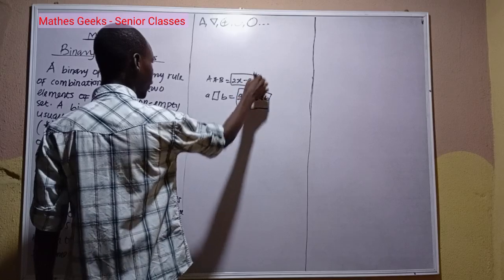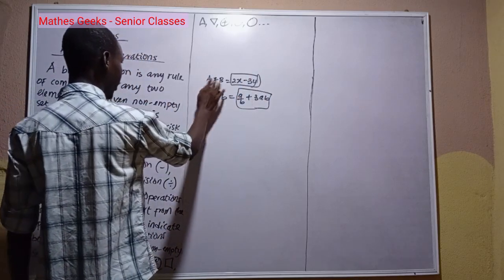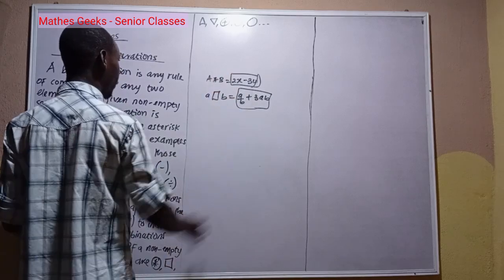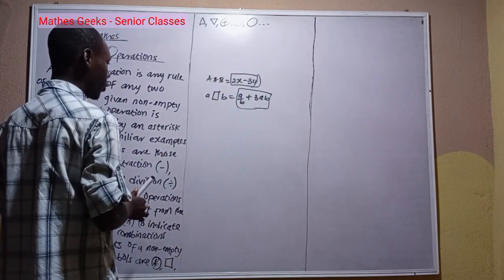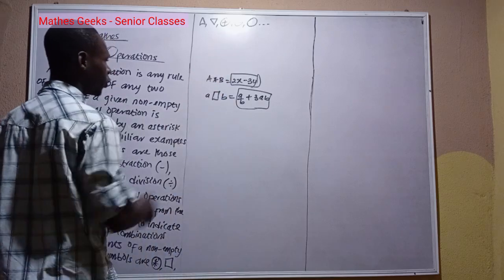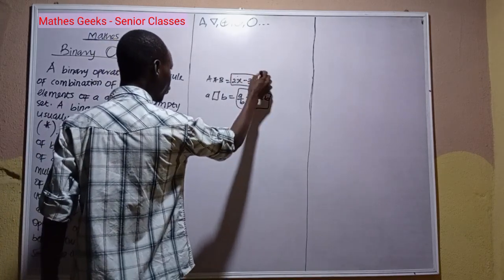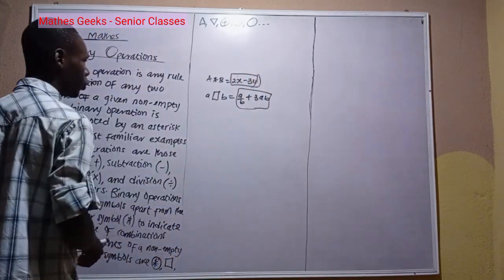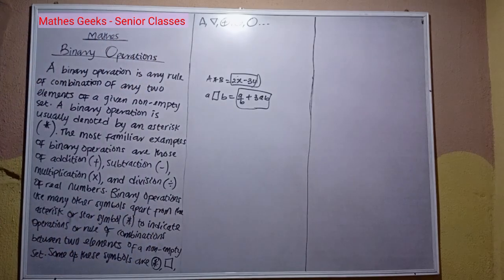This is the rule. It means that any value that a takes, any value that b takes, this is how they are combined to form a third element belonging to the particular set that this operation should be carried out on. This is going to be the rule to be used for the combination. So examples will show clearly how to go about this.